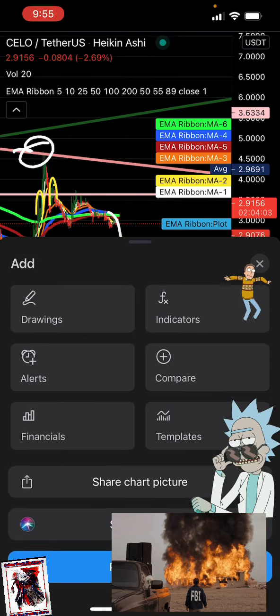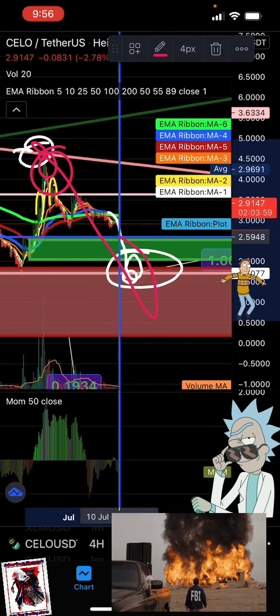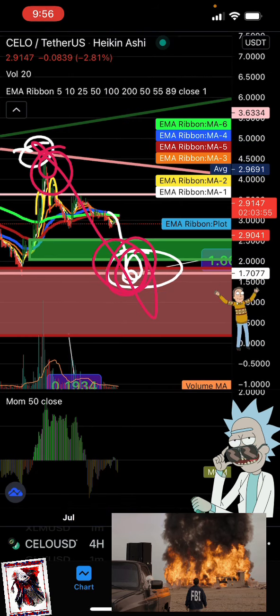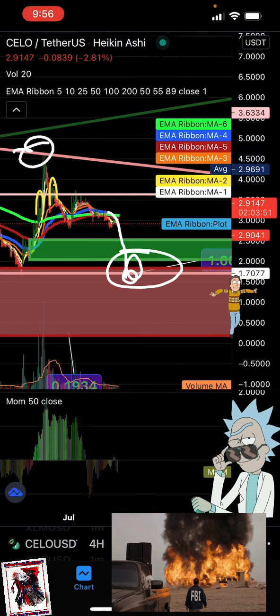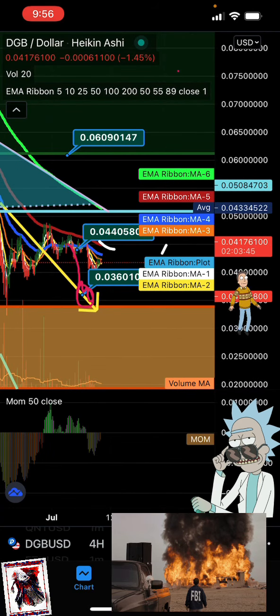CELO, Brian Stewart, and the jabronis bought way up there, and we told you it was coming way down there, and we have not changed that forecast because that is where this price is going to go. It's going way down there to $1.66. DGB, we're going down there to 4 cents.